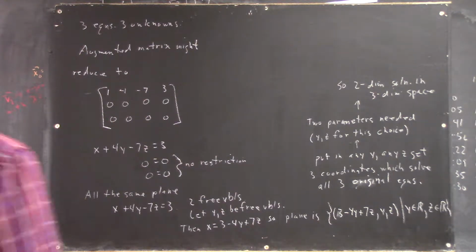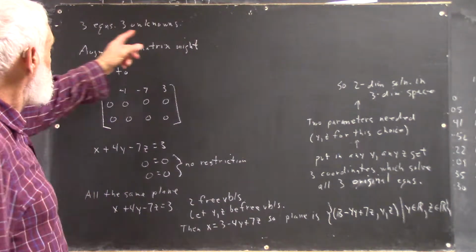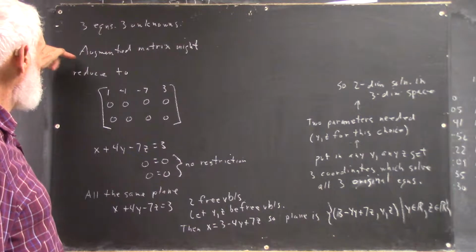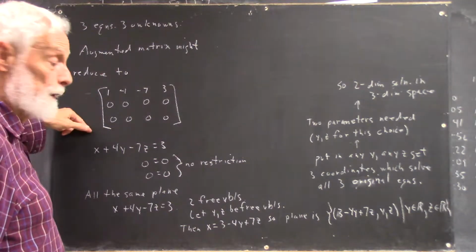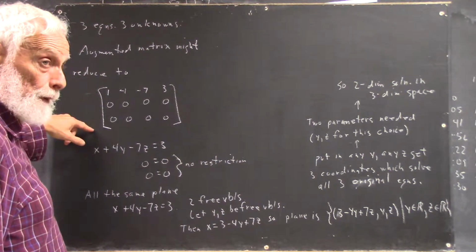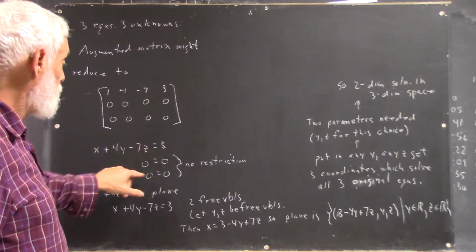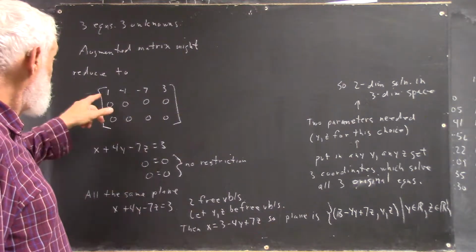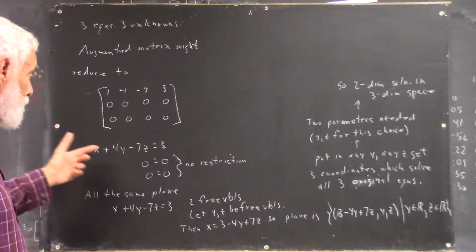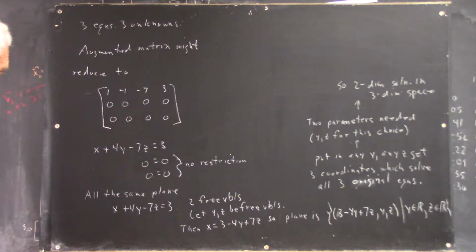Okay, a little addendum. If you have three equations and three unknowns and the augmented matrix reduces to this, which might happen, what's that mean? Well, first of all, in terms of the equations, it means you got 0 equals 0 for two of your equations, and your first equation is just what you get. In this case, well, there it is. I don't have to read it to you. So you have this equation.